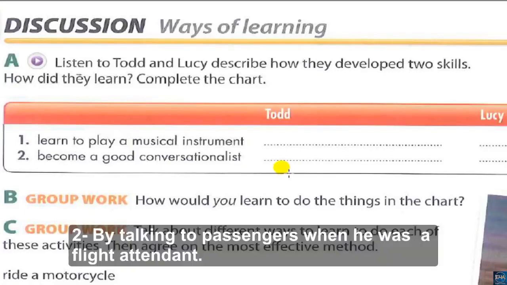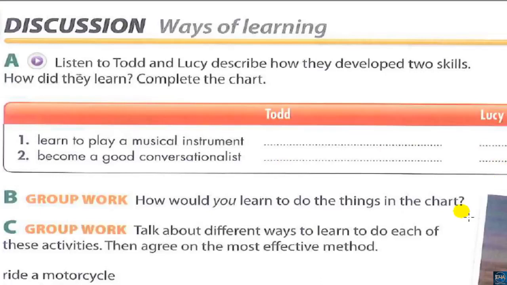By talking to passengers when he was a flight attendant. Lucy? Lucy. I had always been really shy. I was the sort of person who could go to a party and never talk to anybody. And when you don't talk to anybody, it's hard to make friends. Anyway, my sister suggested I take an acting class. She said it might help me become more outgoing.